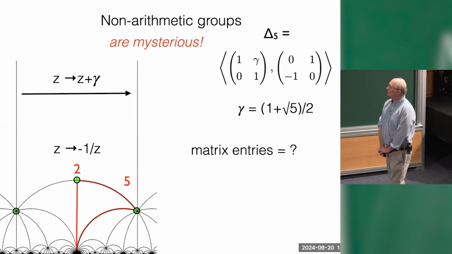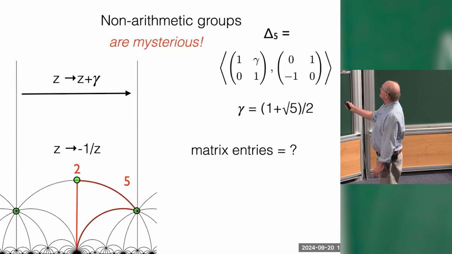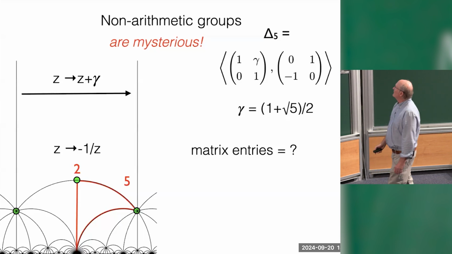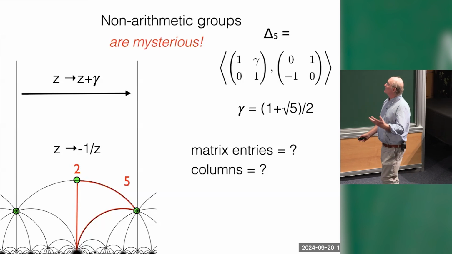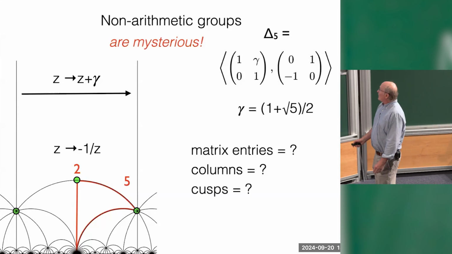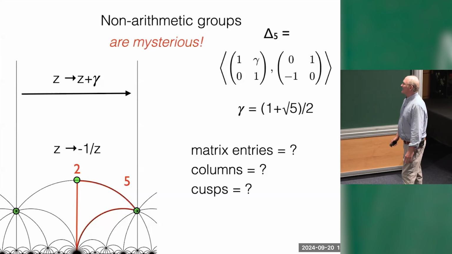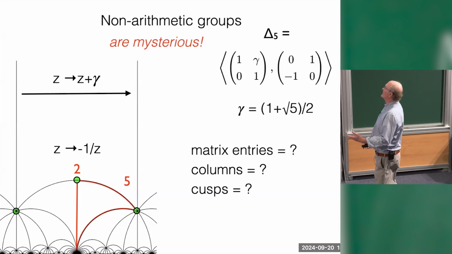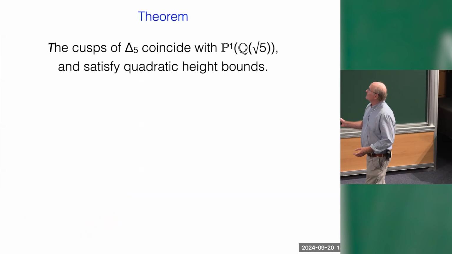But if I ask you, for example, which numbers can occur as matrix entries of some element in this group? Or what are the possible columns of matrices in this group? Or where are the cusps of this group? I've already hinted that we'll know the answer to that. In general, for a non-arithmetic group, all of these questions are very difficult. But not with this group, some of them.